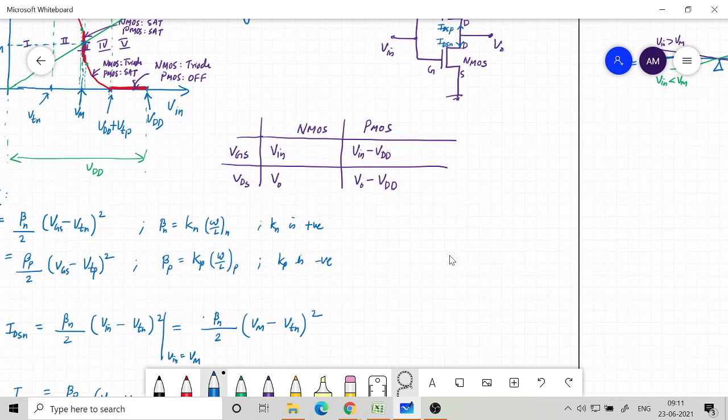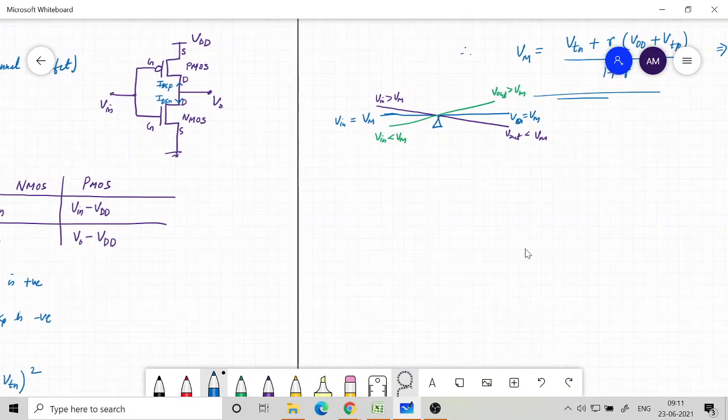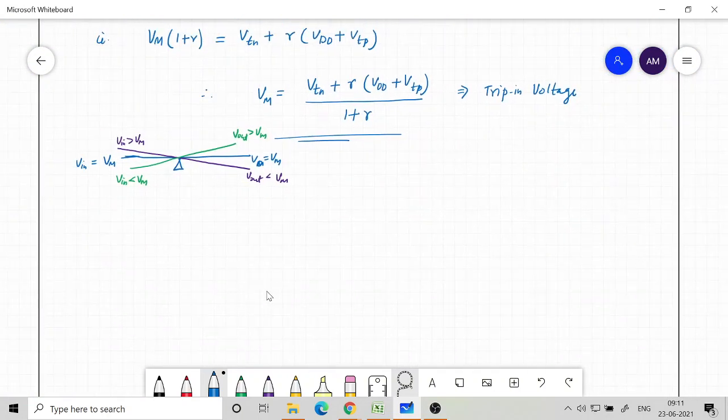Alright, so that's basically the tripping point for a long channel device. Now, can we do something similar for a short channel device? In fact, we can do it, but it's going to be slightly more complicated. But if you neglect the channel length modulation and only take into account the velocity saturation, then you can still work it out without much difficulty. All you need to do is take the current expression for velocity saturation.